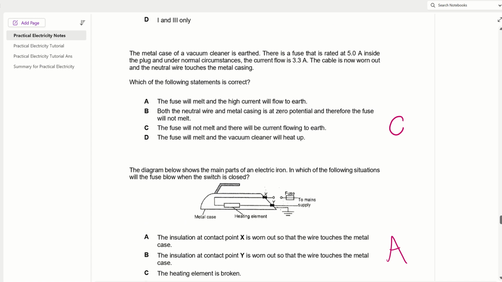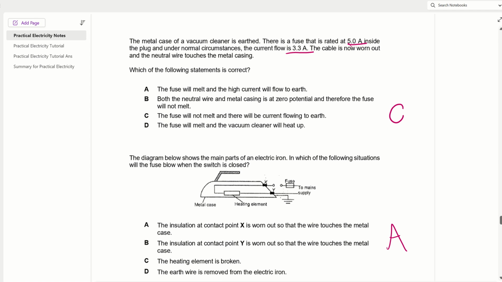Now, next question: the metal case of a vacuum cleaner is earthed. There's a fuse rated at 5 ampere inside the plug, and under normal circumstances the current flow is 3.3, so it's below the fuse rating. Now the cable is worn out, and the neutral wire, which is at 0 volts, touches the metal casing. Which of the following statements is correct?